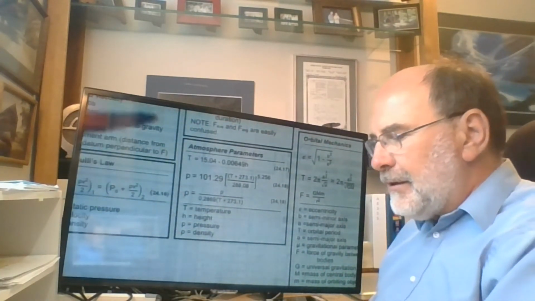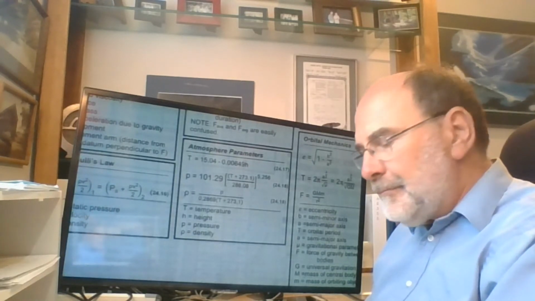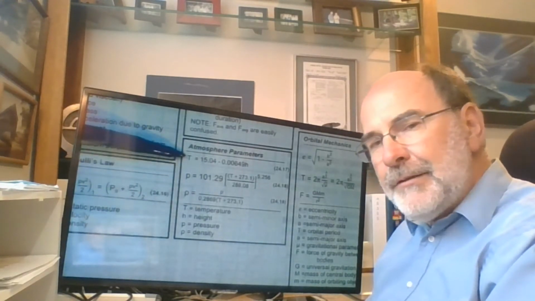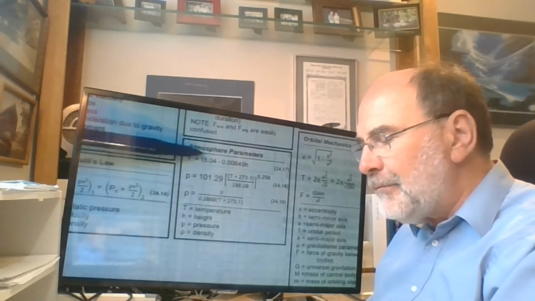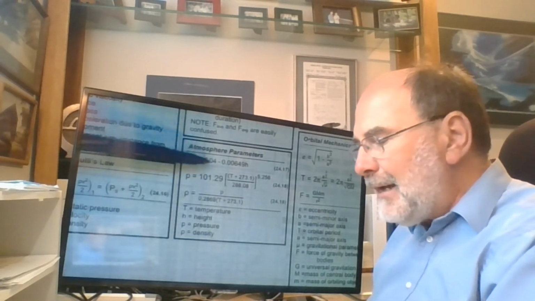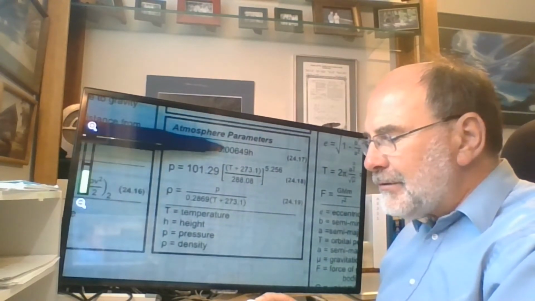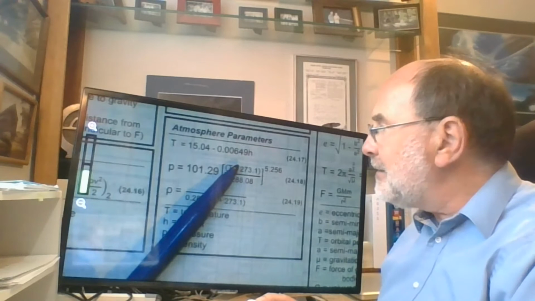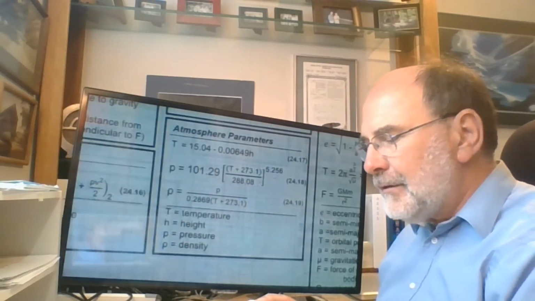So this says for an Earth atmosphere, the temperature as a function of height is equal to 15.04 degrees Celsius minus this linear term, 0.00649 times the height in meters. All right, so first you calculate the temperature.